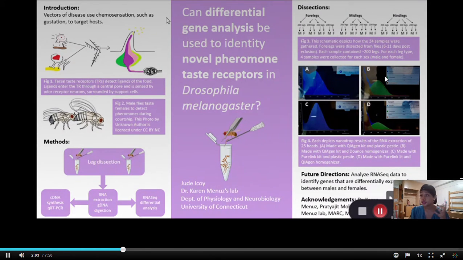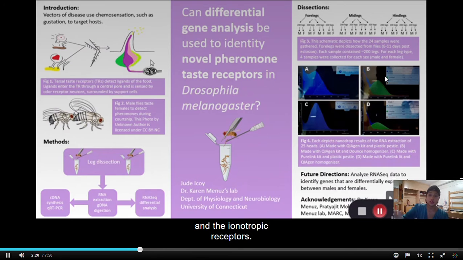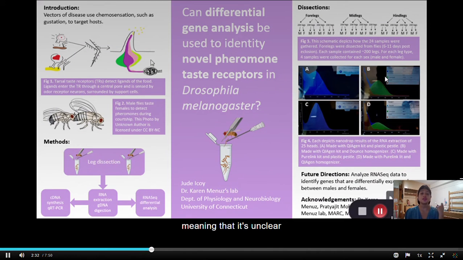Surrounding the gustatory receptor neurons, the GRNs, are the support cells shown in the green and light green. So when it comes to gustation, there are several different types of sensilla. But of chief importance are the gustatory receptors and the ionotropic receptors. The main difference between the two is what kind of ligands actually activate them. Although we know what types of receptors there are, many of these receptors are termed orphan receptors, meaning that it's unclear what specific ligands, what types of tastes, what specific molecules actually activate them. Likewise, there can also be many orphan ligands and even orphan gustatory receptor neurons.